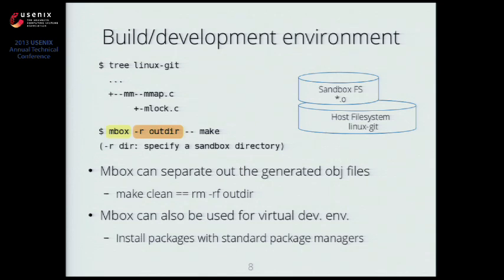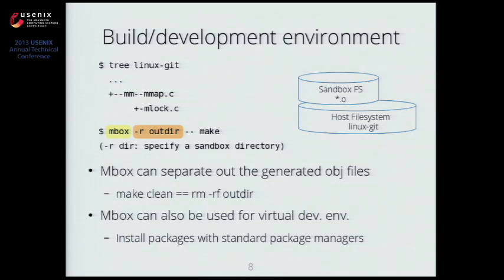Using Mbox, you can also create build and development environment without any custom tool. For example, when we compile a project source tree, we often see that the project directory contains the source code and generated object file at the same time. Using Mbox, you can redirect all of generated file to the single directory. By doing so, make clean like operation is particularly simple. You can just remove the output directory.